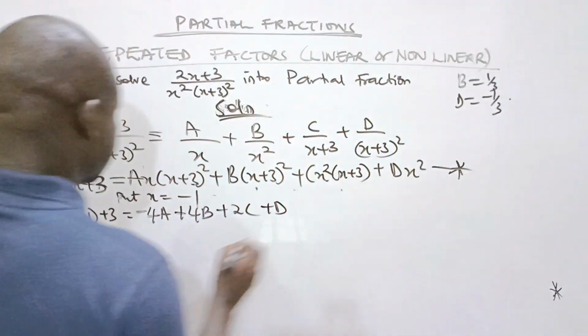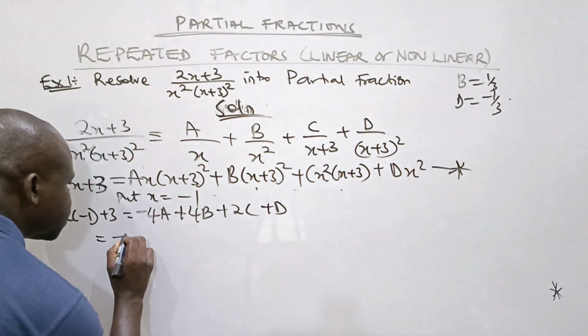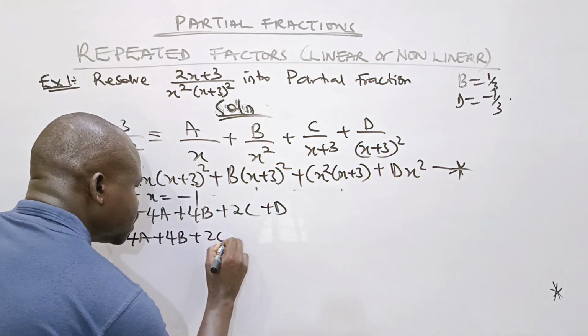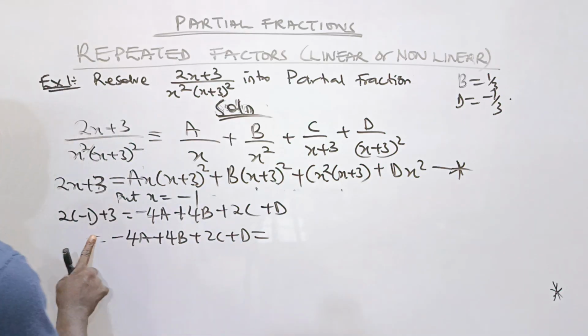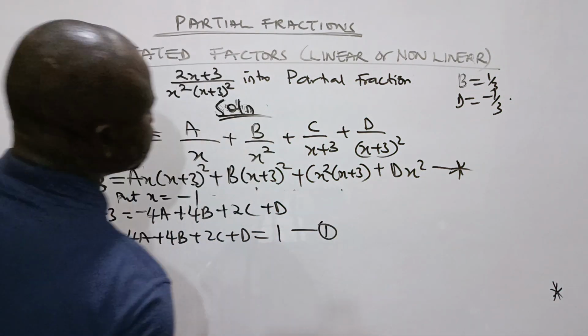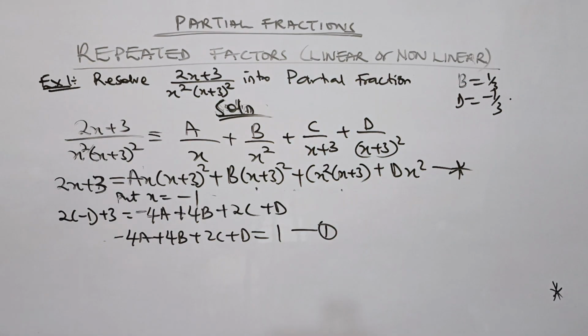So at the end of the day, I'm going to have minus 4a plus 4b plus 2c plus d to be equal to 3 minus 2, to be equal to 1. I can call that equation 1. So I've gotten a particular equation for that.